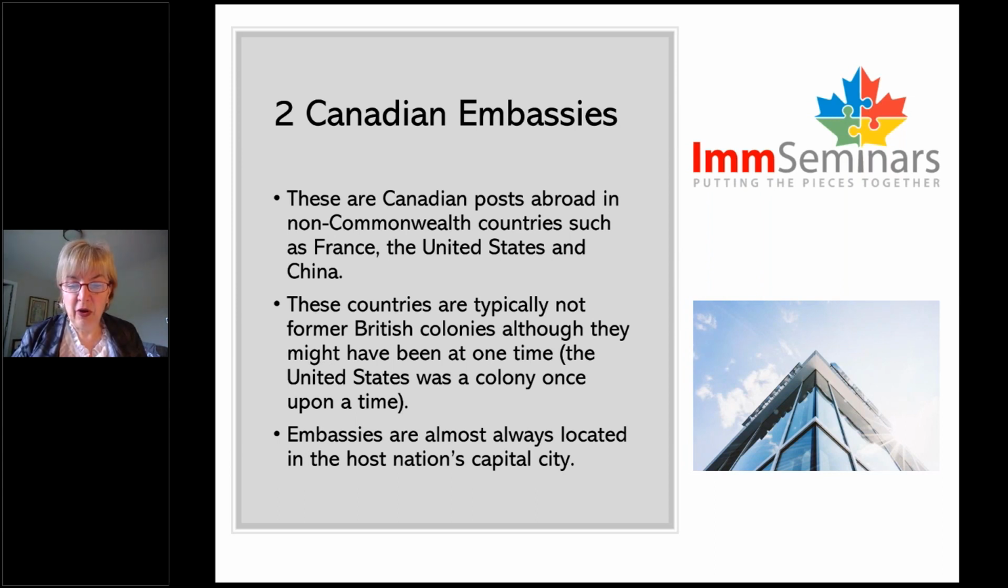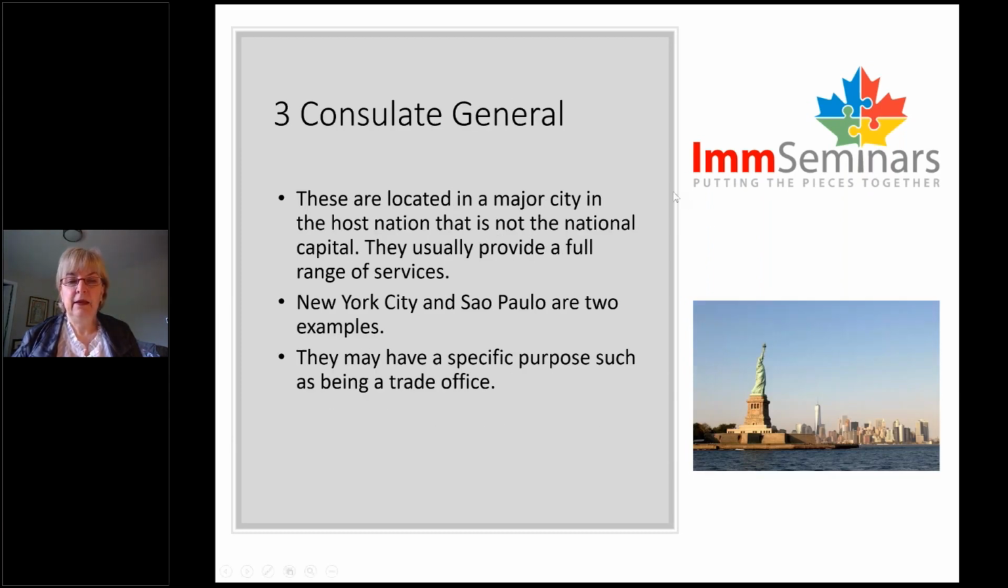So embassies are almost always located in the host nation's capital city, although at this very moment you can see that there's been a bit of a to-do in Israel with the United States and their decisions with regard to where their embassy is located there. Consulate generals are located in a major city in the host nation that is not the national capital. And consulates general usually provide a full range of services. New York City and Sao Paulo are two examples where Canada has consulate generals.